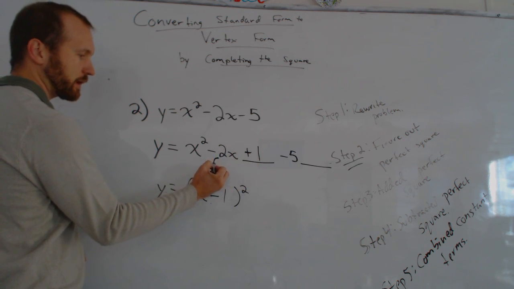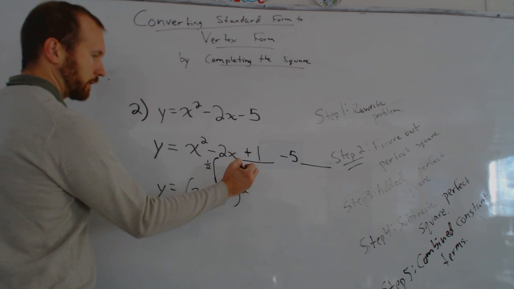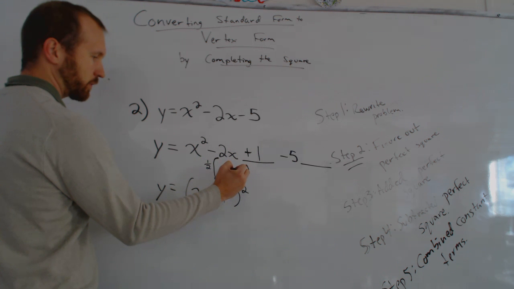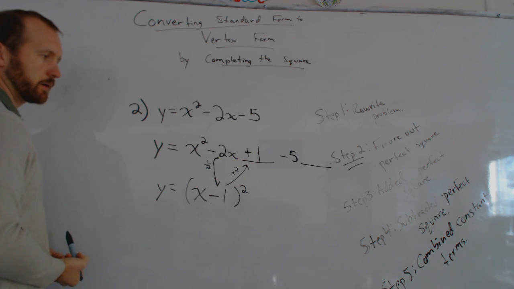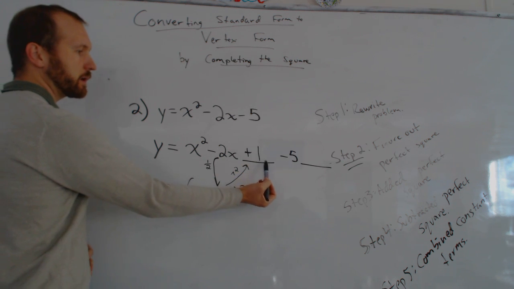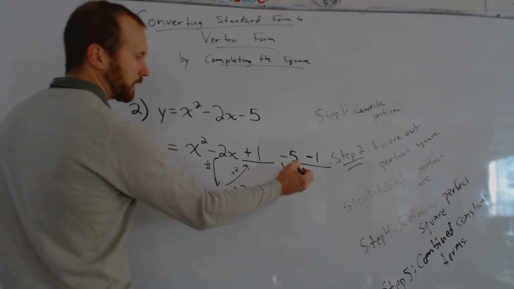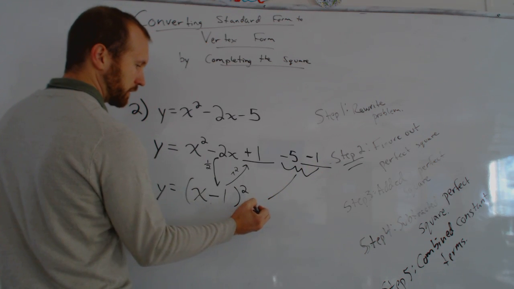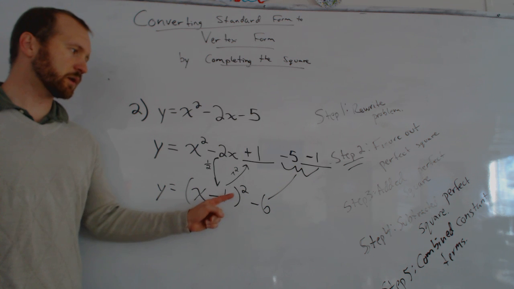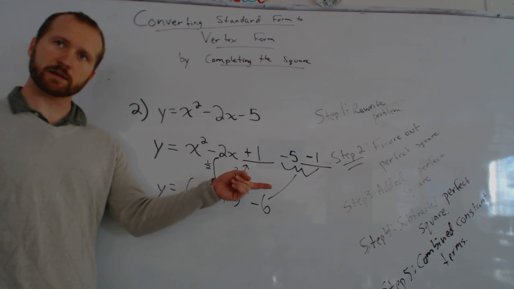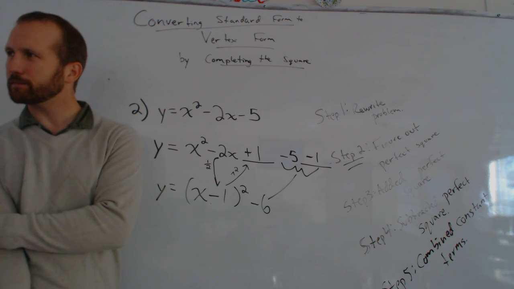So I'm going like this, right? Half, and then I'm doing the squared, to the second power. But if I add 1 here, I have to subtract 1 over here. So my constant term is -6. So we've got x minus 1 squared minus 6. You guys see that? Yeah.